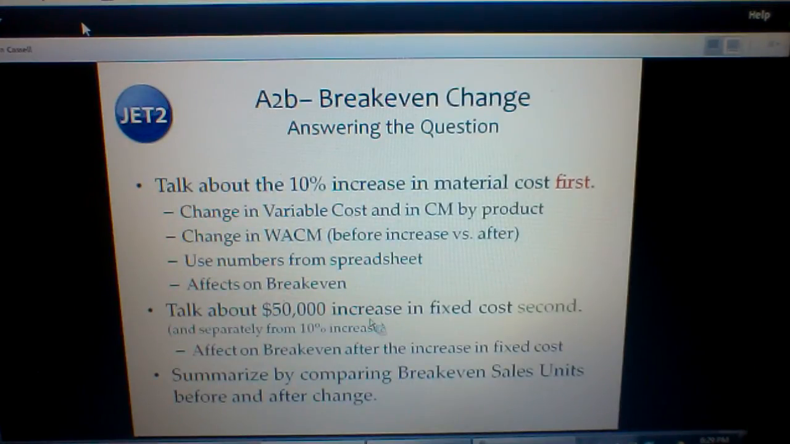Okay. So if you look at the slide, talk about the change in variable cost and contribution margin. Talk about the weighted average contribution margin change. Use the numbers from the spreadsheet, or liberally use the numbers from the spreadsheet, and talk about what the effects are on break even. What do you have to do to get back to break even after the 10% increase in material costs? And then you talk about the fixed costs going from 400,000 to 450. What are you going to do to get the contribution margin up to 450? And then summarize by the break-even sales mix. And that is task 4.